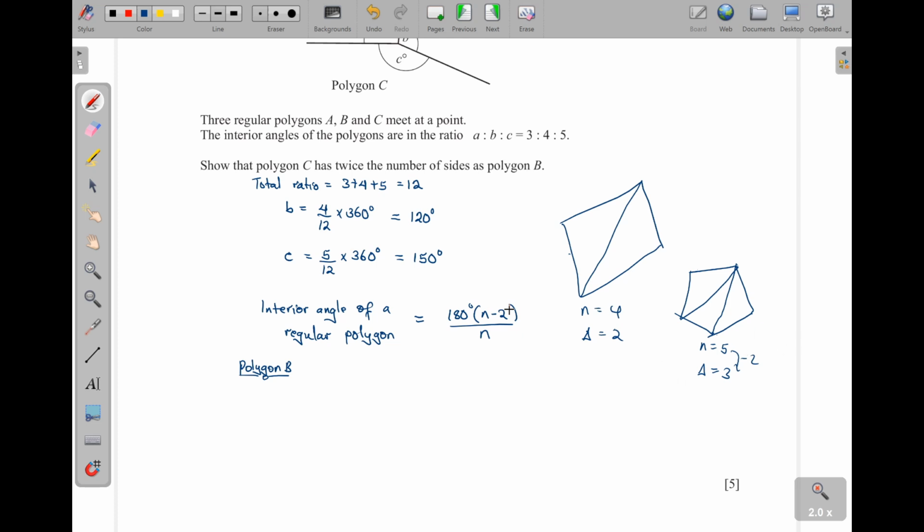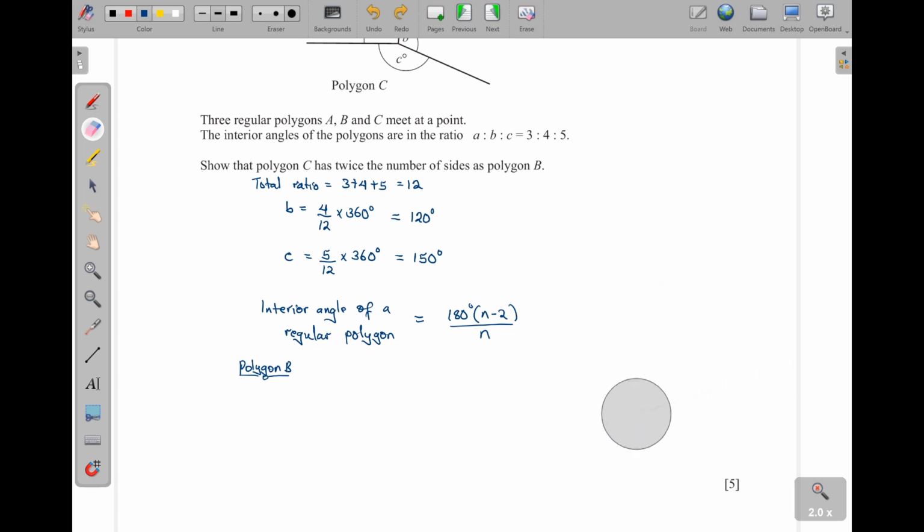So n minus 2 is the number of triangles formed, and you know that each triangle sums up to 180 degrees in its interior angles. You see that? So that's why we are getting this. This is the sum of the interior angles. And then after that, we divide by n, because for a regular polygon, all angles are equal.